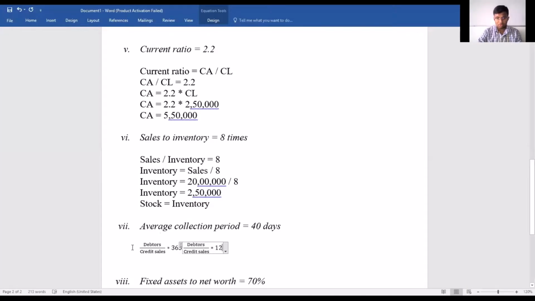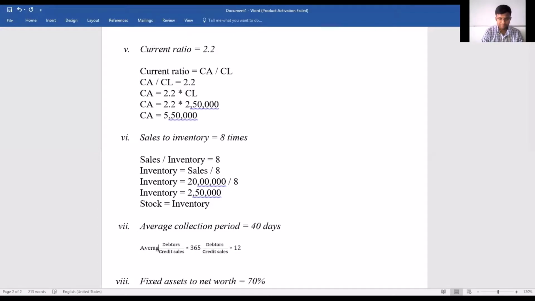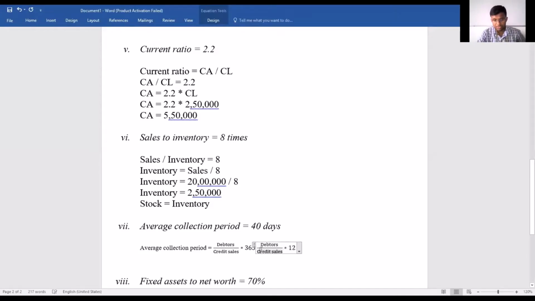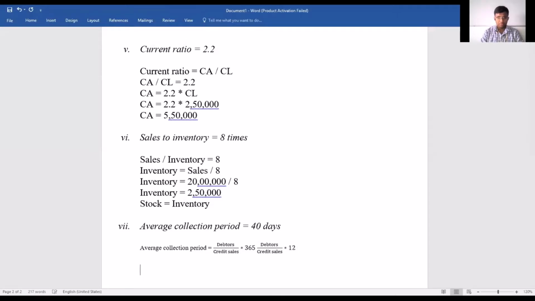So this is the formula for average collection period. Please make a note. Average collection period is debtors divided by credit sales into 365. Had it been mentioned in terms of months, this is what the formula would be. So let's just quickly solve for this.